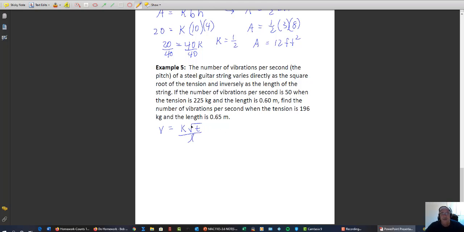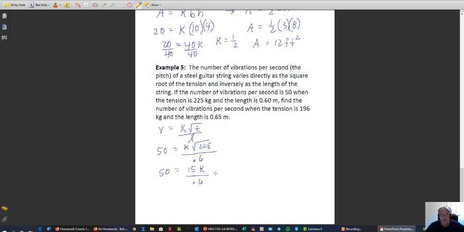All right, so let's continue here. It says if the number of vibrations per second is 50 when the tension is 225 kilograms, I'll put 225 in for T here. Now, believe it or not, that is a nice square root number there. And the length is 0.6. So they are just throwing all kinds of things at you. Square roots, decimals, don't let that bother you. You can get all this very easily here. So I'm going to go ahead in the next step and just say the square root of 225 is 15, and I'm going to leave the 0.6.